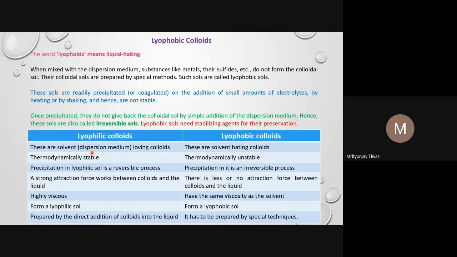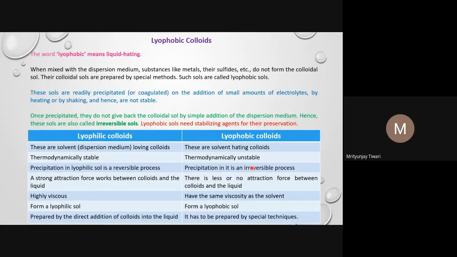This is because for their stability we need some stabilizing agent. And even by just addition of a small amount of electrolyte, or even by heating or shaking, they will be separated out, so dispersion medium and dispersed phase will be separated. The precipitation in lyophilic sol is a reversible process, as we have seen. Once the dispersion medium is evaporated or separated out by any other method, just by adding the dispersion medium you can again form the lyophilic sols, but this is not possible with the lyophobic sols.